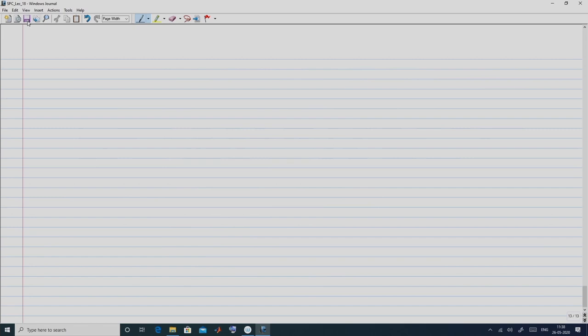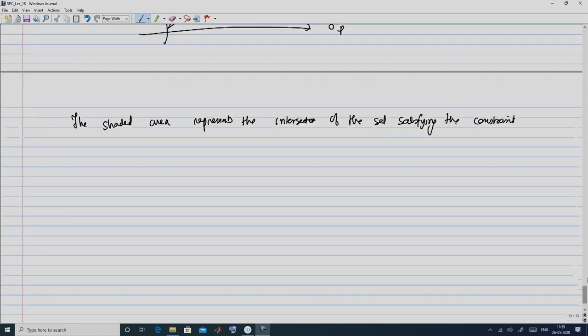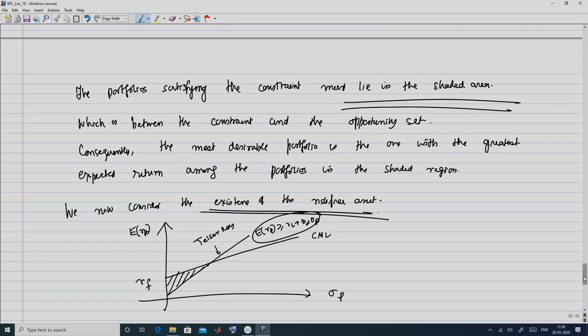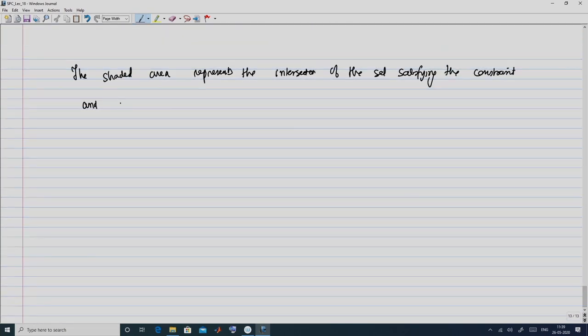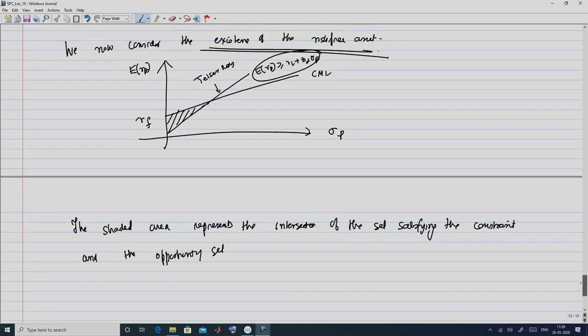So, therefore, I can say that the shaded area represents the intersection of the set satisfying the constraint, that means anything that is lying above this Telser ray, and the opportunity set. So, it is the intersection of the region above the Telser ray and the opportunity set, and this intersection is given by this shaded region.